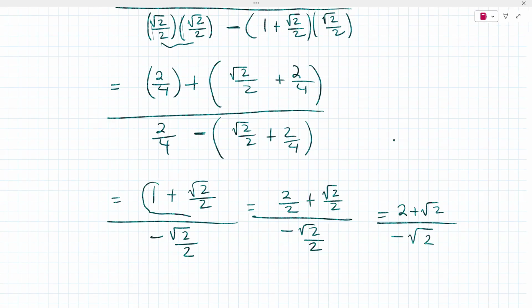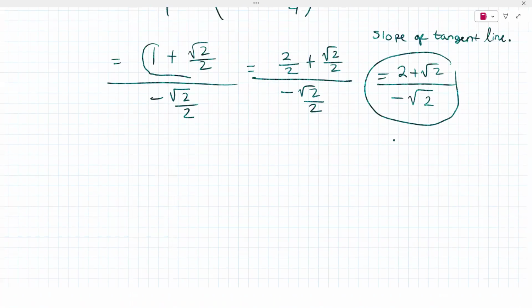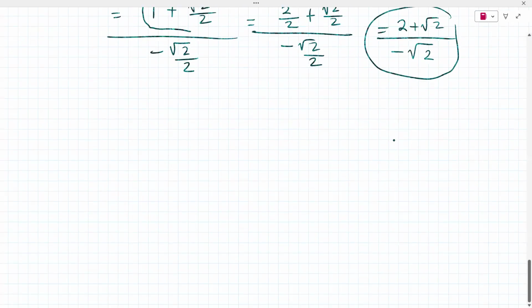So this is just the slope of tangent. I believe that's what they want in part A. They said find the slope of the tangent. So yes, this is going to be the answer for part A, the slope of tangent. Okay, now in part B, we got to find the equation of tangent. So remember, if they ever ask you for the equation of tangent, you're going to most likely use point slope form. So part B, they're asking for the equation of tangent.